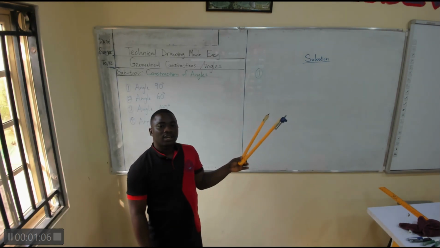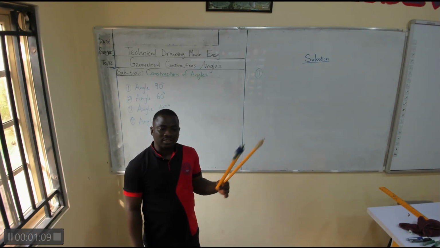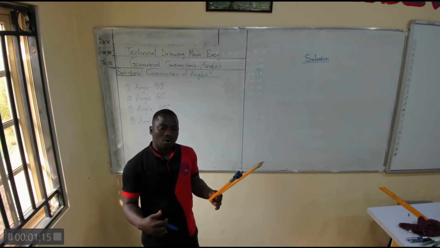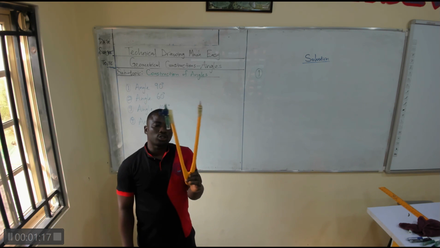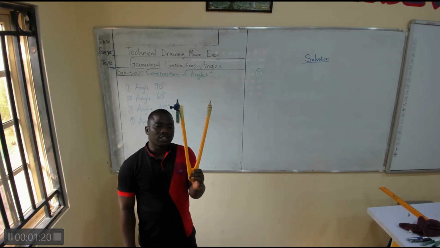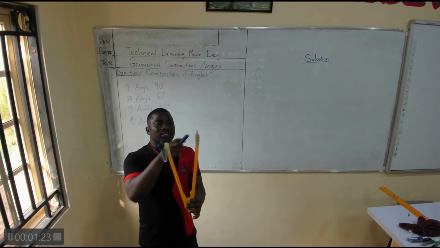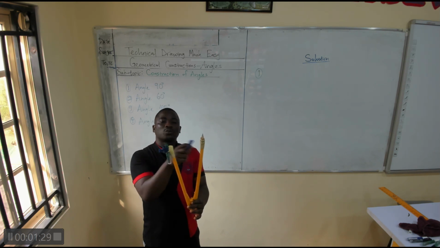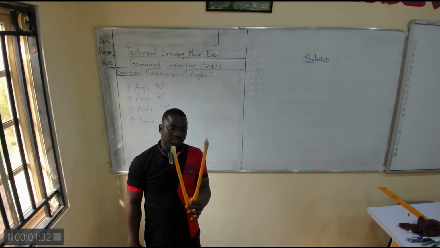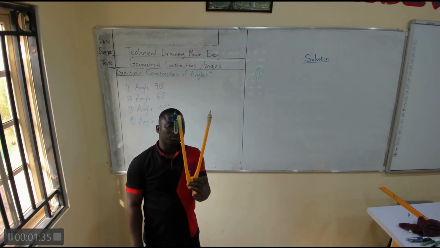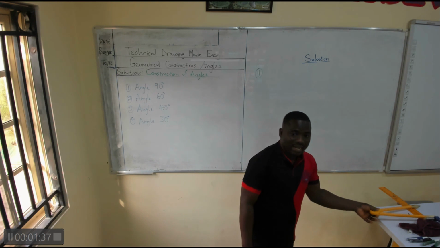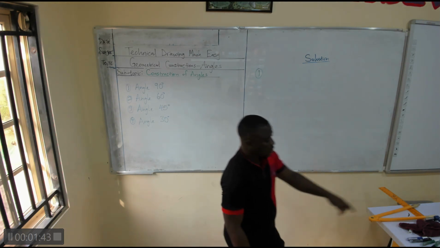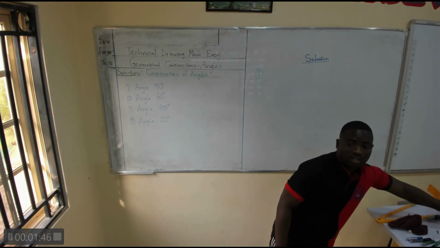When you are making a construction of angles, you don't need to bother yourself about the length of the line. You are just to be cautious of the radius of the compass. The distance between the leg of the compass and the pencil is what we call the radius of the compass. So you are to be cautious of that. So I'll be starting with angle 90, which is the first one. Watch closely how I'm going to construct angle 90.